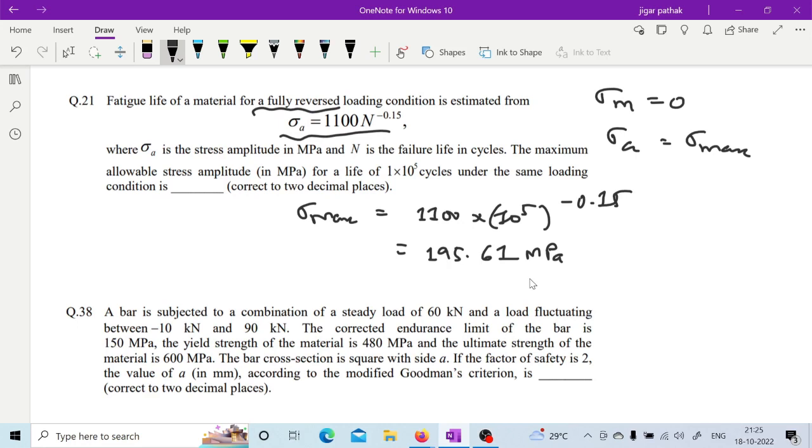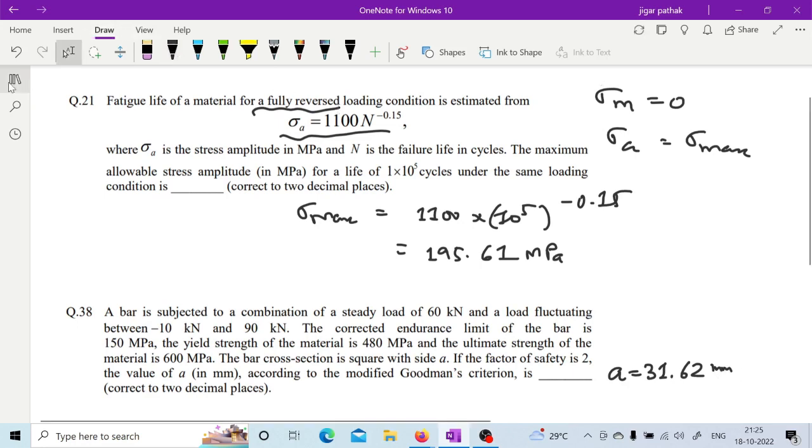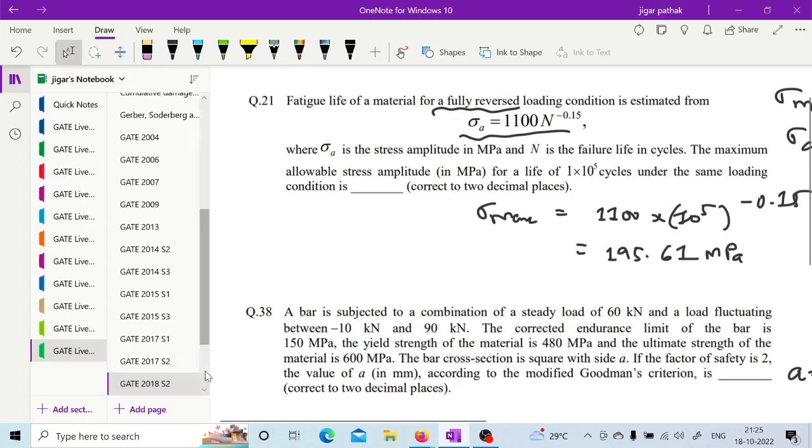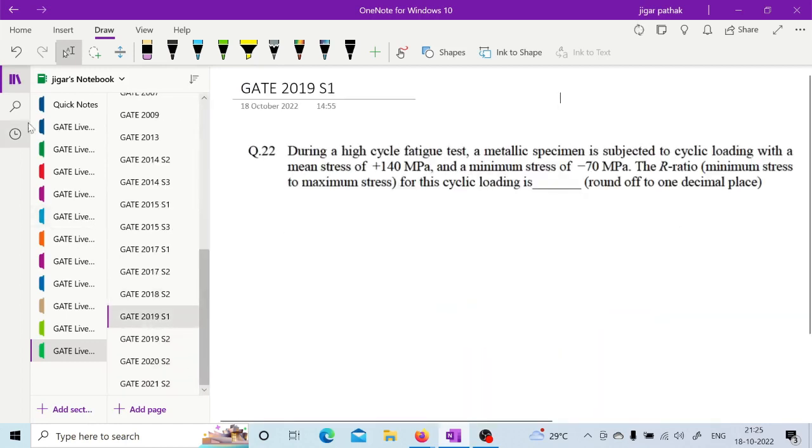Yes, sir. We have to find the area, then we will get the length. So I guess you can do that. 31.62 will be the answer. I guess you can do this, right? So this topic is a bit easy in comparison to others, but we have to keep in mind when we should apply the Soderberg equation.